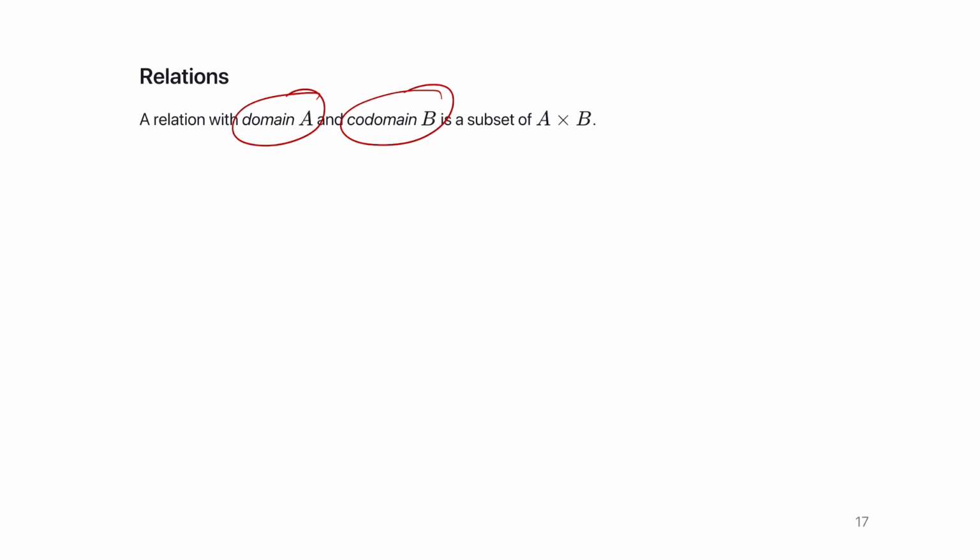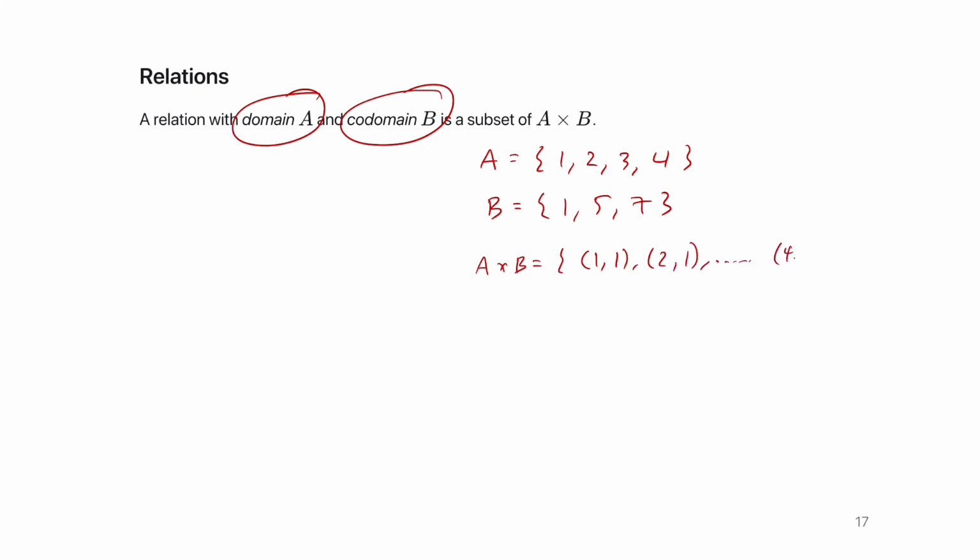Okay? So why don't we let A be the set {1, 2, 3, 4}, and B be the set {1, 5, 7}. The Cartesian product, I'm not going to list it out, but I can just say it looks like (1, 1), (2, 1), ... all the way until (4, 5), (4, 7). A relation is just any subset of these ordered pairs. Right? Because the Cartesian product is the set of all possible combinations, one element in A and one element in B. So that's the Cartesian product. And so some relation can be any subset of this.